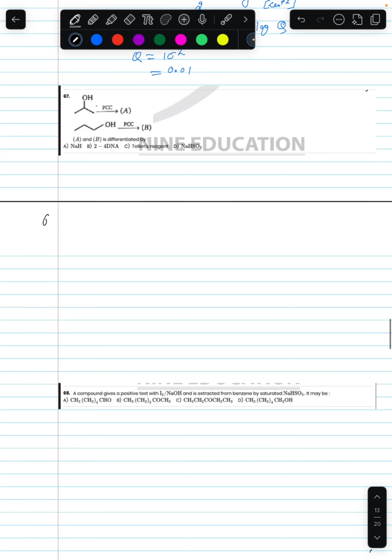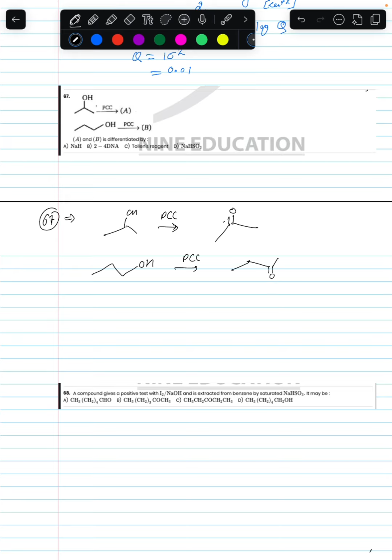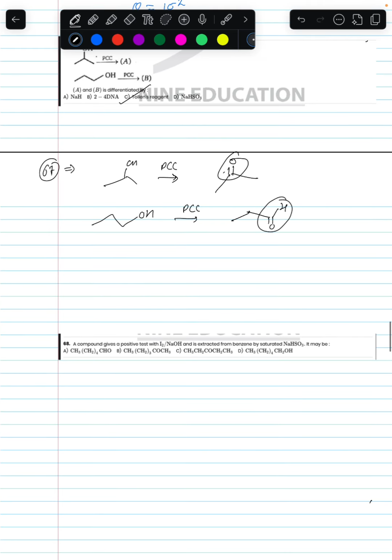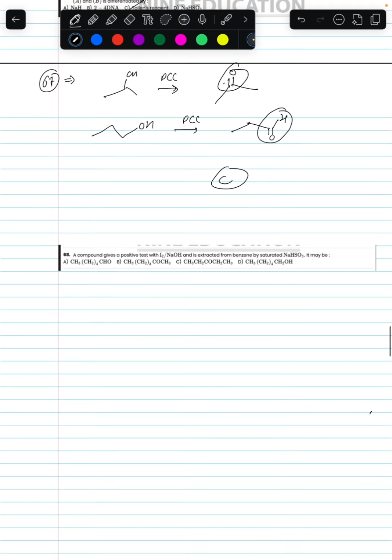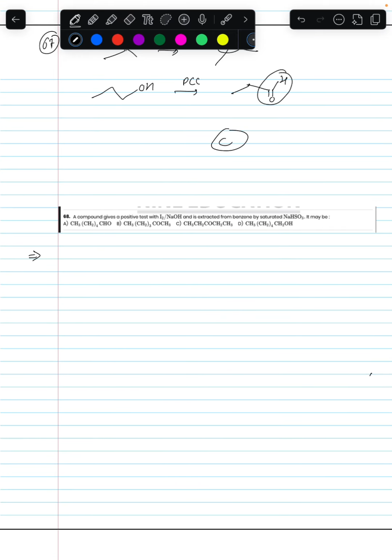Next is question number 67. In question number 67, first is a 2 degree alcohol with PCC oxidation, so the 2 degree alcohol is converted into ketone. The second one is a 1 degree alcohol with PCC as oxidizing agent, so the 1 degree alcohol is converted to aldehyde. One is an aldehyde group and one is a ketone group, which is best differentiated by Tollens test. Option number C.